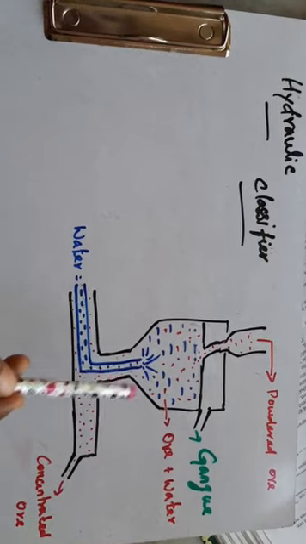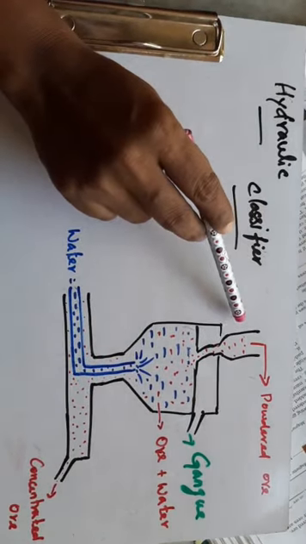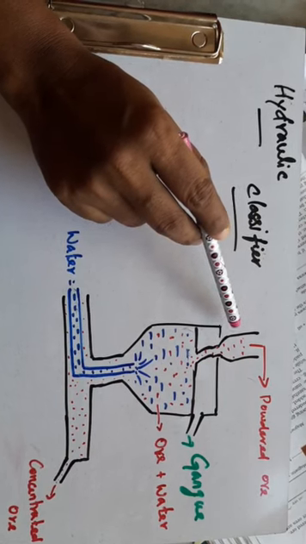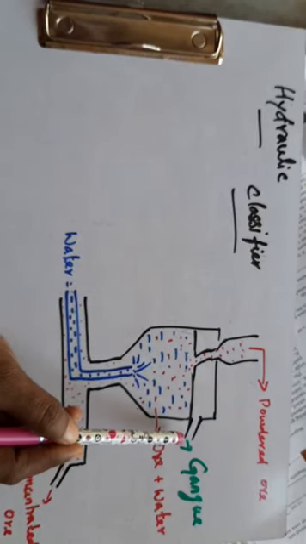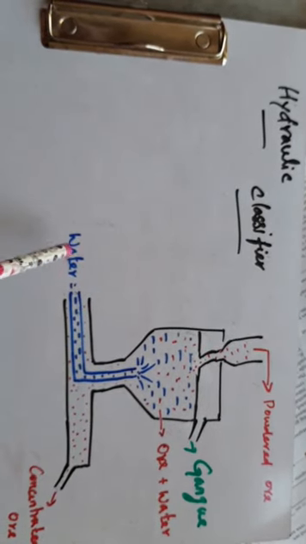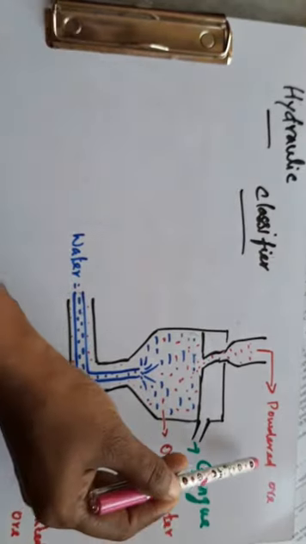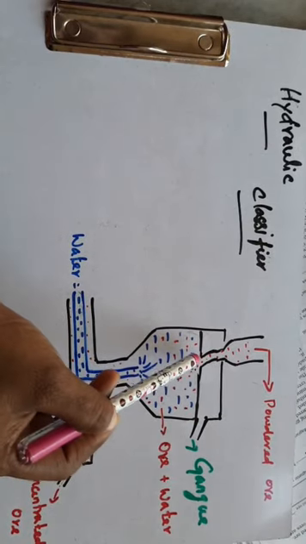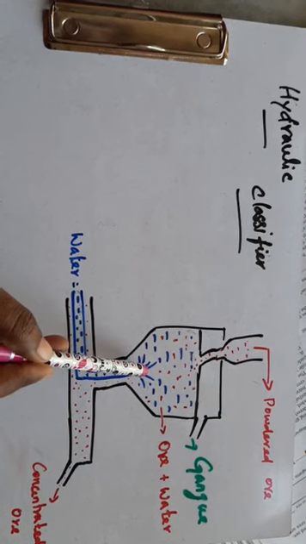Another method is the hydraulic classifier. You can see this diagram here. This is a conical shape, and here one outlet opening is present. This way we pour the impure ore. Here also one outlet is present, and an inlet to apply the water. The impure powdered ore passes through this way, and at the same time a running stream of water is also applied.